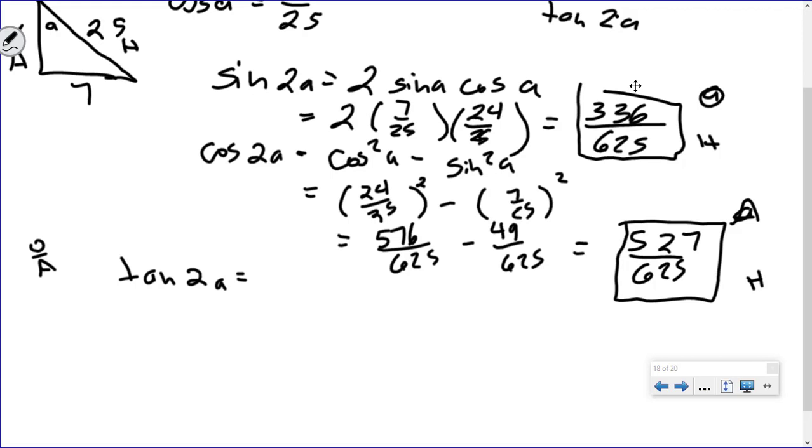So now if I know my opposite is 336, I know my adjacent is 527, so it's 336 over 527. Which I believe is as simplified as that's going to get. So then that would be our answer. 336 over 527.